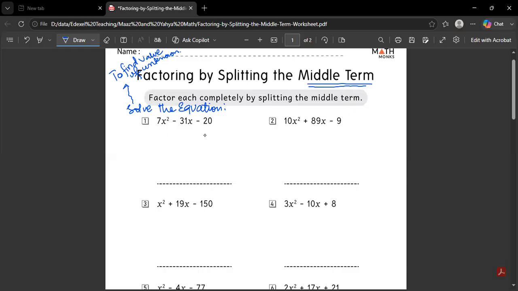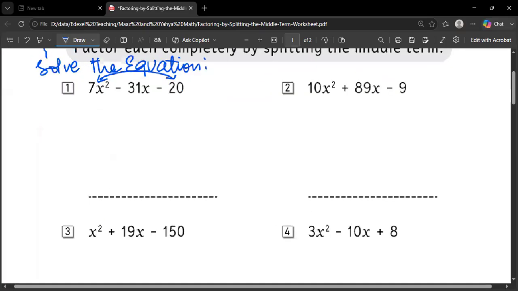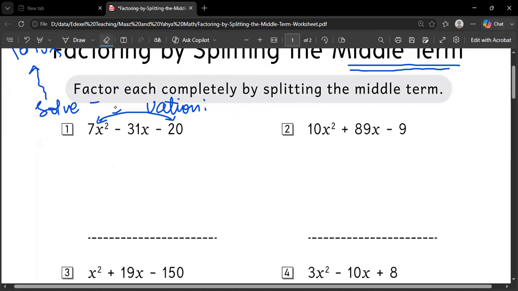The first step is you have to multiply this guy 7 and 20, right? You have to multiply these two numbers. Are you getting this? Yes, teacher. Okay. So when you multiply 7 times 20, what will you get? You'll get 140.